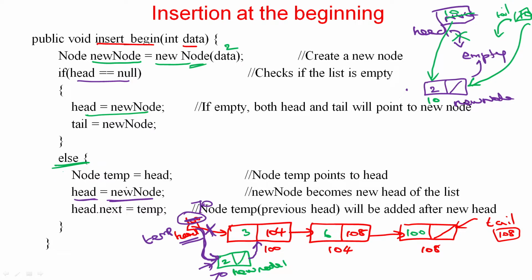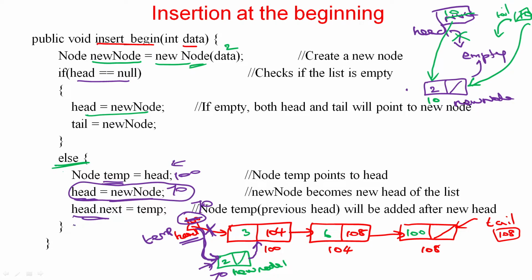After that, my temp is having the previous head node, which is 100. So the address 100 is available here. Now 70 is assigned. Now the head dot next, the new node is 70. Look here, now the head is 70.